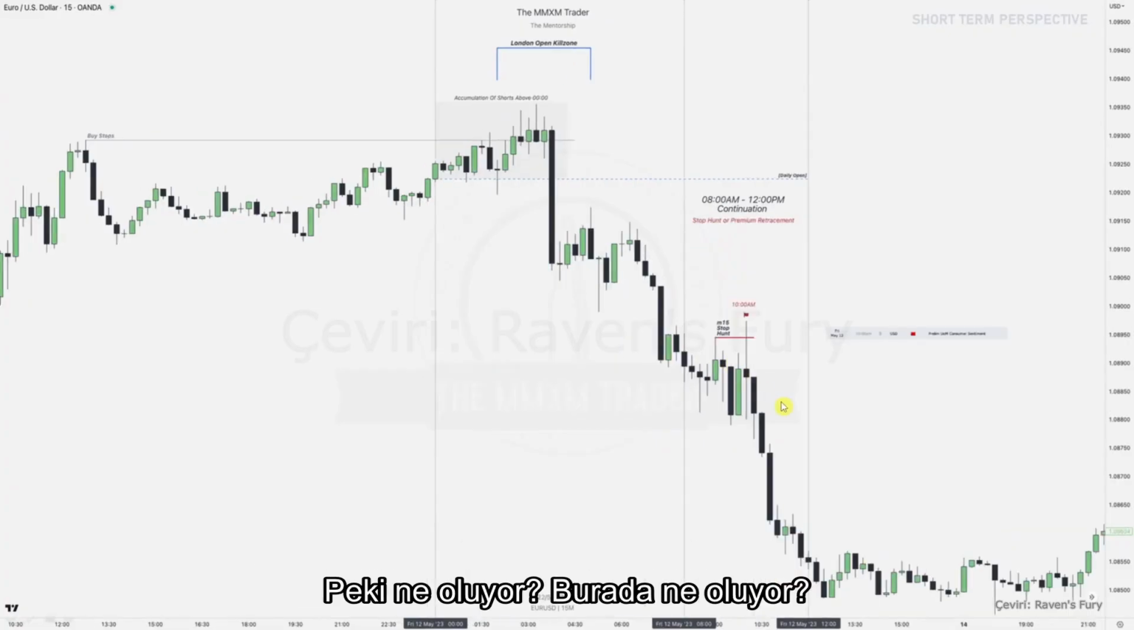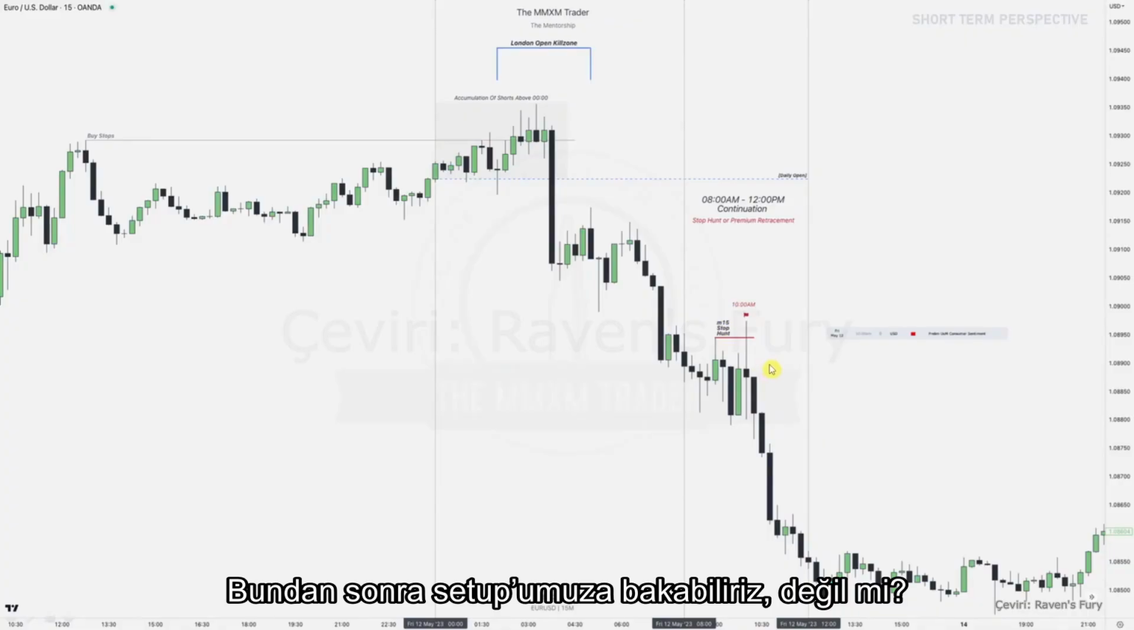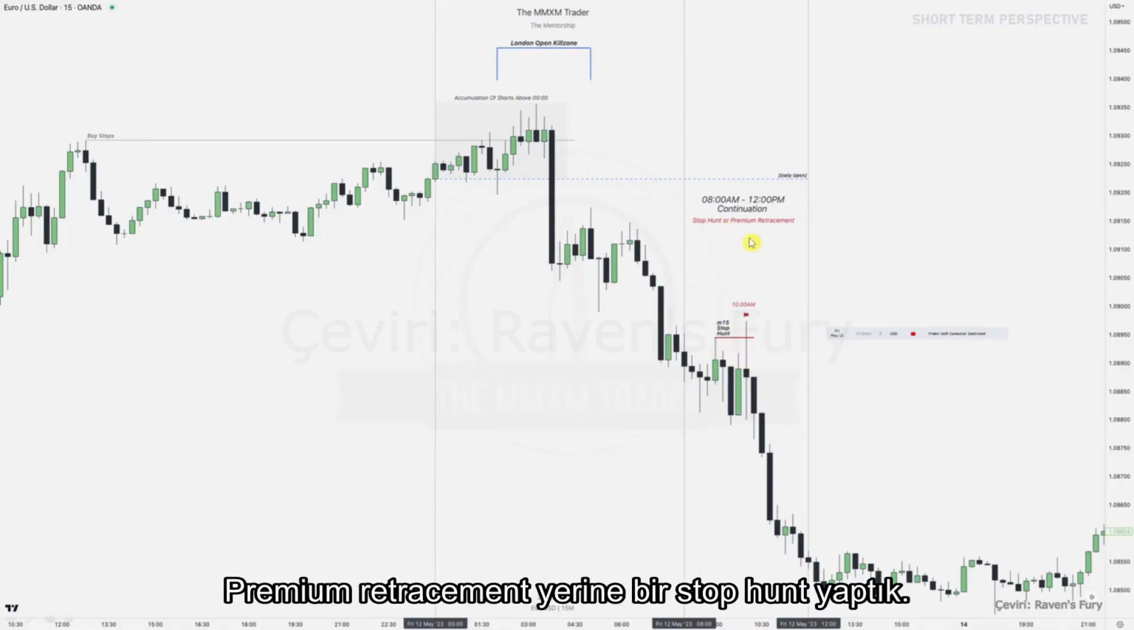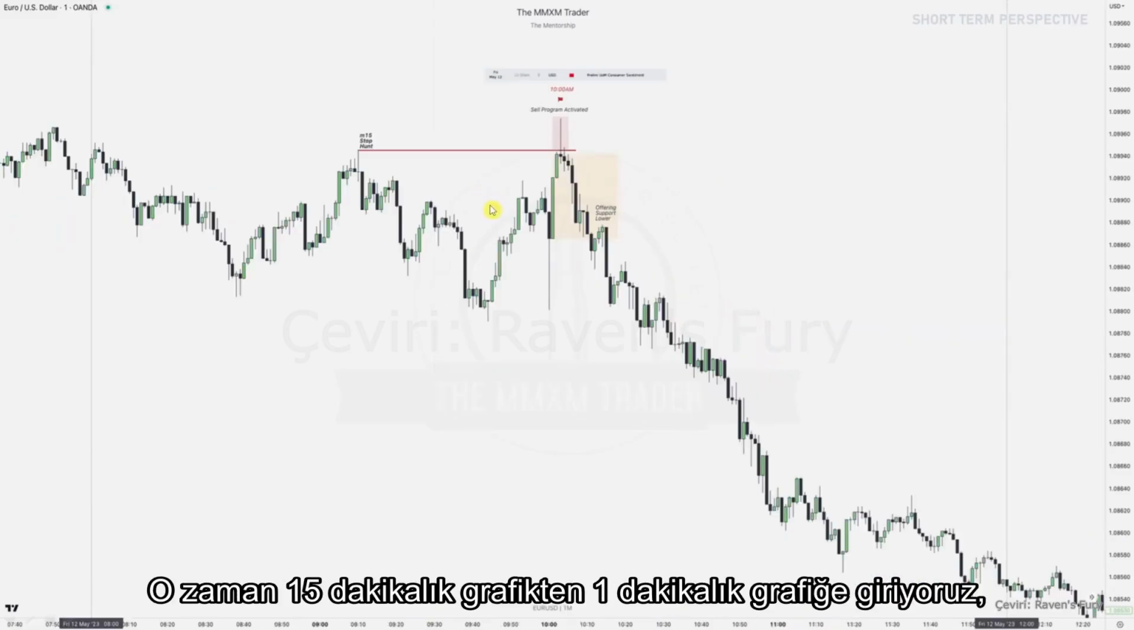right? So what happens over here? We've got that 10 a.m. news, right? Price drives up and does a 15-minute stop hunt, and after that we can look for our setup, right? So this time we did a stop hunt instead of a premium retracement, and we kind of also went back into this fair value gap, right? That's a premium array. So from that 15-minute chart, we dive into that 1-minute chart, right?